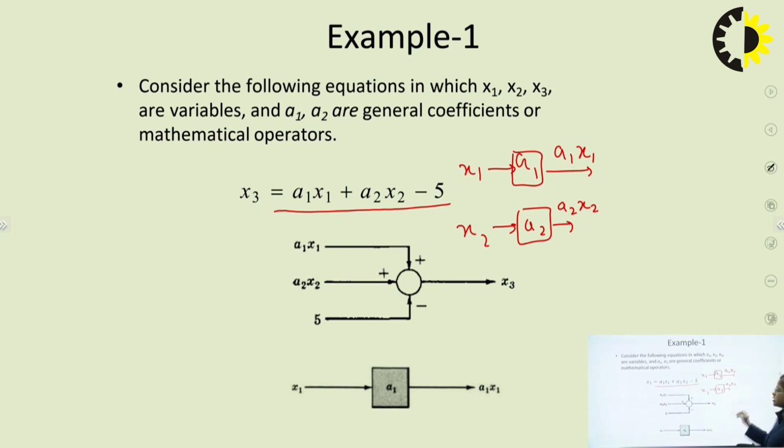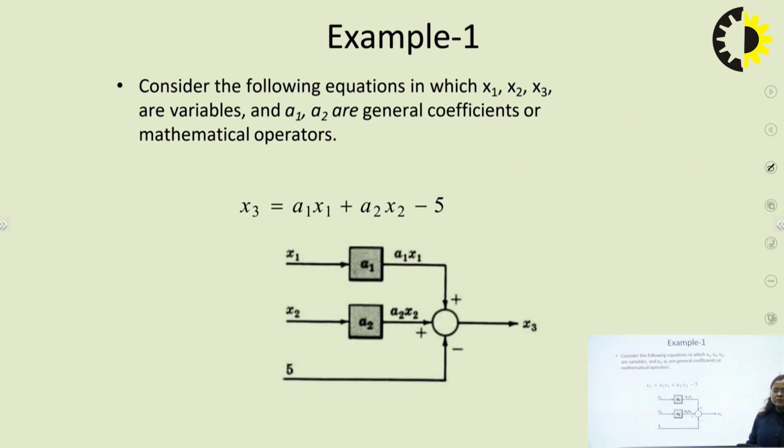Since these two inputs are added, we take a summing point with plus, and another input, which is, we can say 5, which can be taken as minus, then this output is x3. So this is the overall simple block diagram of this equation. As we can see here, a1 x1 plus a2 x2 minus 5 is equal to x3.